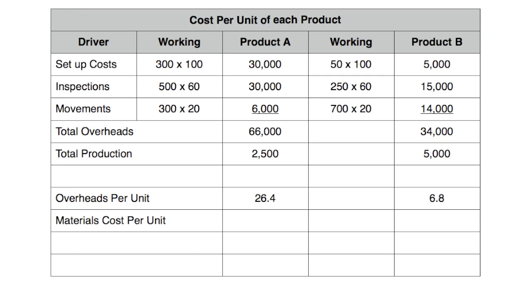The materials cost per unit we're given in the question: it's 30 for product A and 50 for product B. The labour cost per unit for product A is 20, and for product B is 16. So we can now calculate the total cost per unit for product A, which is 76.4, and the total cost per unit for product B, which is 72.8. So under ABC costing, those are the total costs for each unit of production.